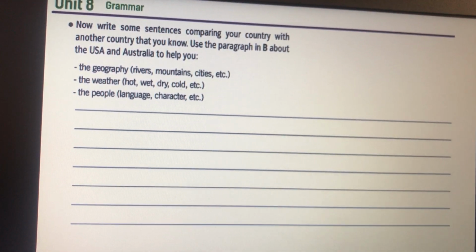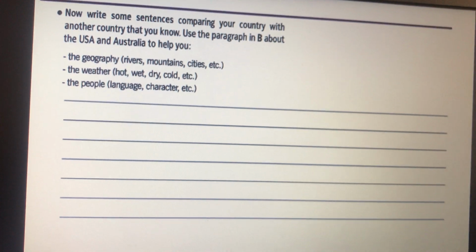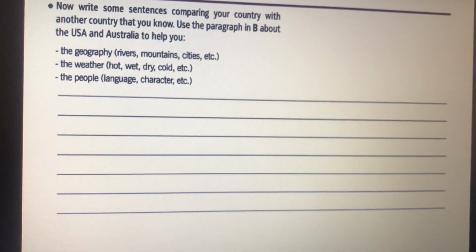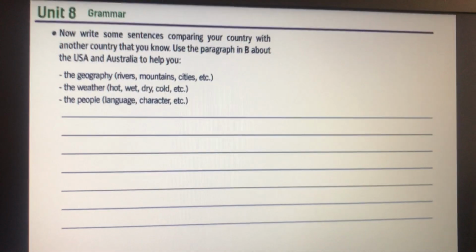Make a comparison between Jordan and any other country, talking about geography, weather, and people, or any other thing you want. Look at my comparison.